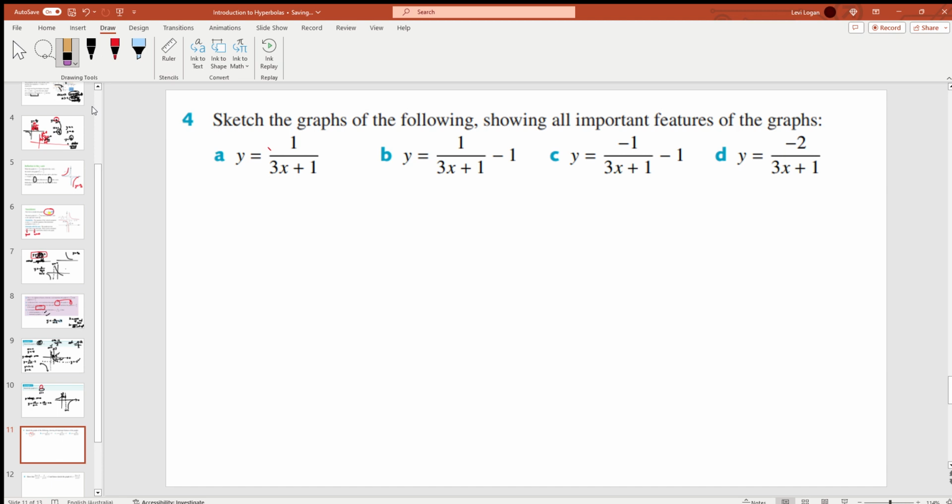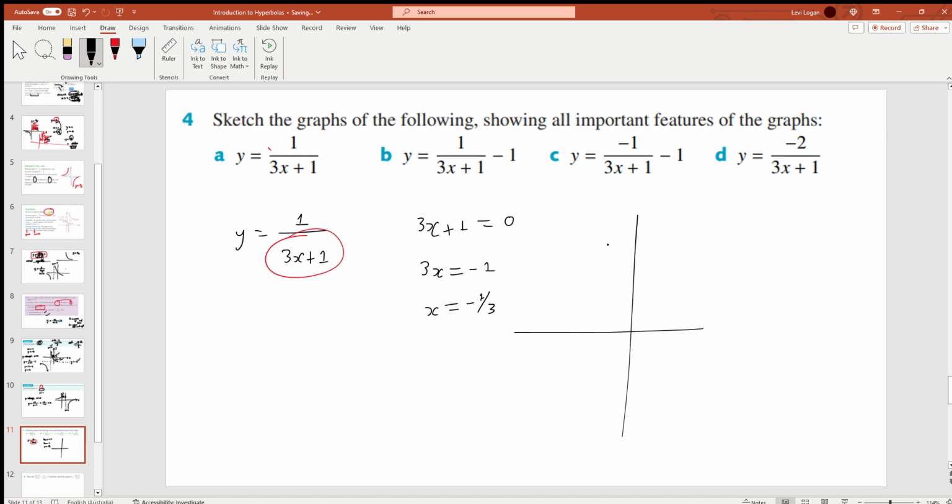So let's just start with a. y equals 1 on 3x plus 1. At the start we can see, alright, has it been shifted at all? Well, let's work out when this is equal to 0. So when 3x plus 1 equals 0, move the 1 to the other side, so you have 3x equals -1, and then divide by 3, so -1/3. So that means it's going to have an asymptote at x is equal to -1/3.